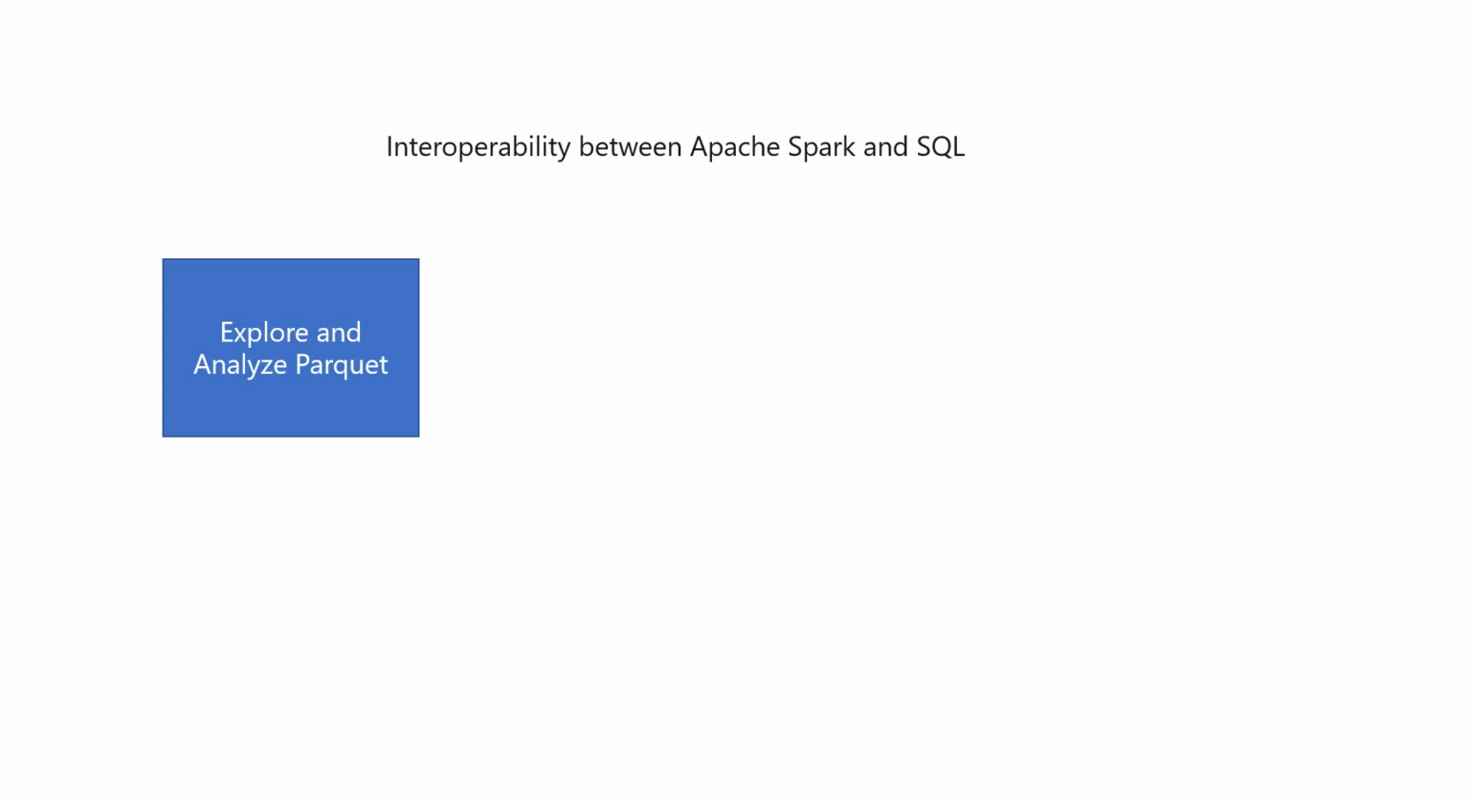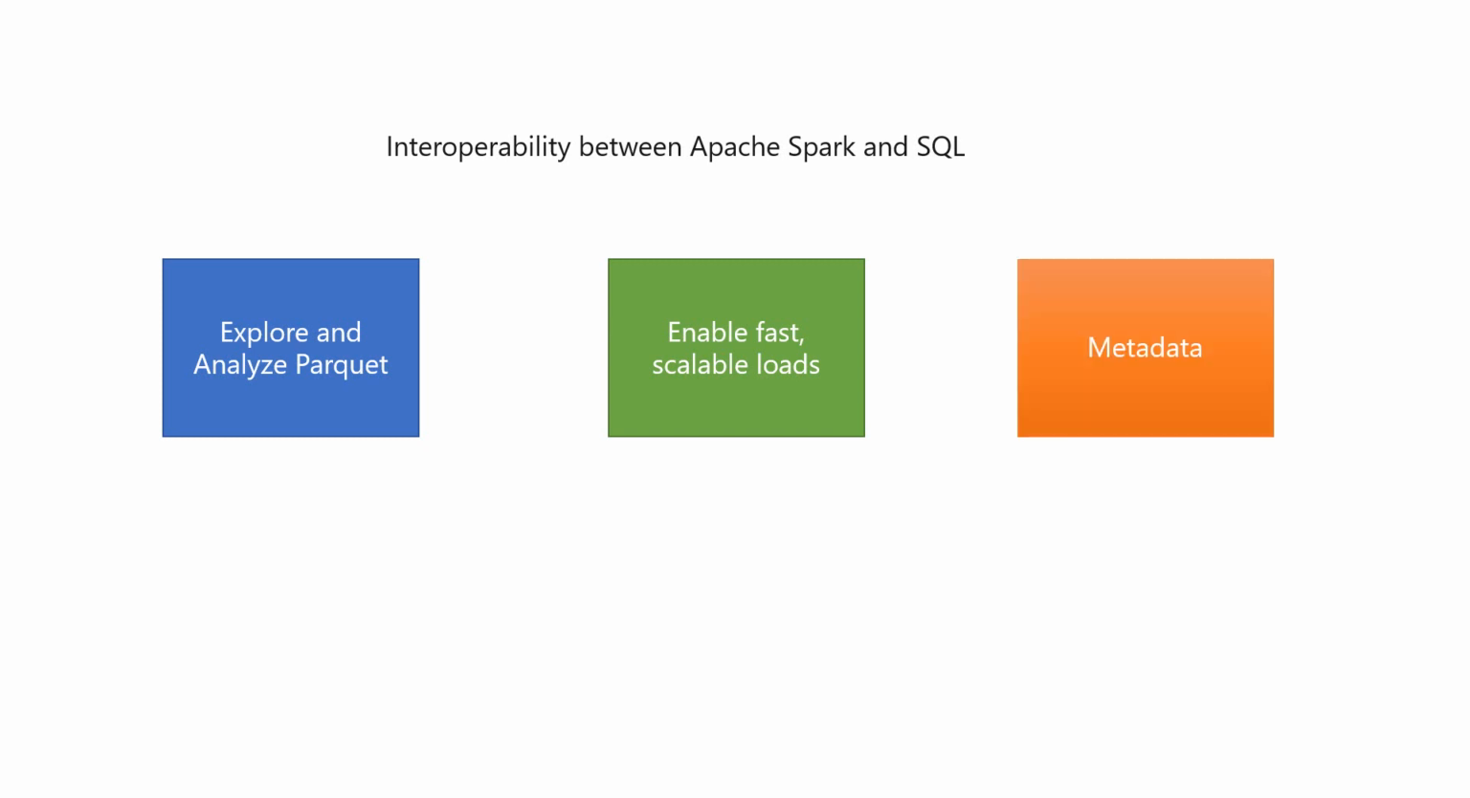You can work with SQL and Apache Spark to directly explore and analyze files like CSV, TSV, and JSON that are stored in a data lake. It also enables a fast, scalable load for data transfer between SQL and Apache Spark databases. It also makes use of the shared Hive-compatible metadata system that enables you to define tables on files in the data lake that can be consumed in either Apache Spark or Hive.